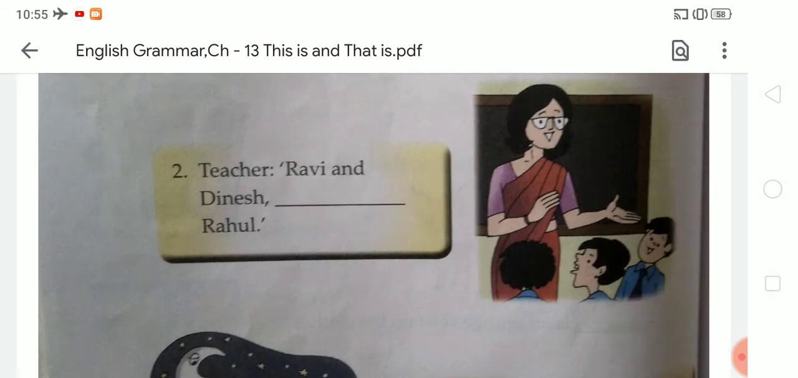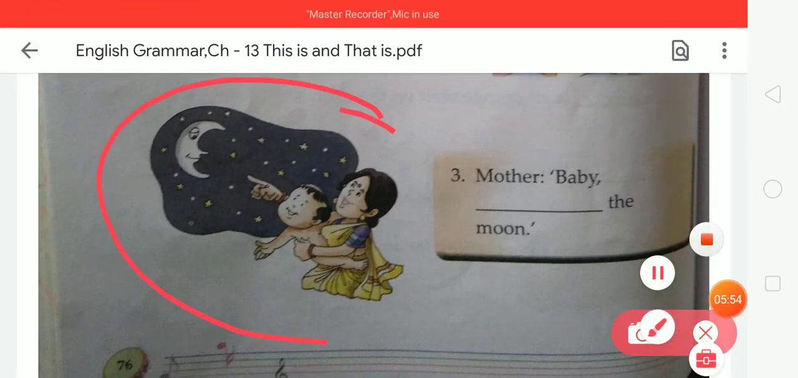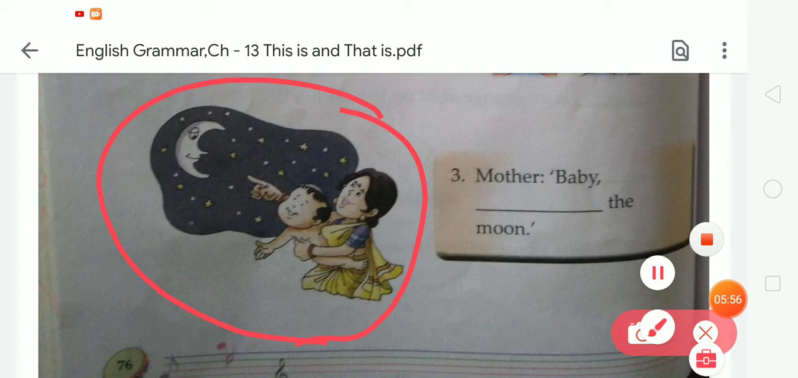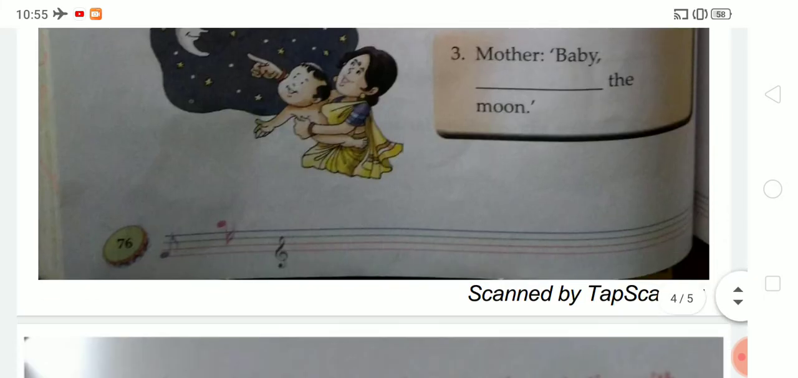Okay, come to the next. Next, there is a mother and she is holding her baby, and the mother is saying, "Baby, dash the moon." So now tell me, is the moon near or far? The moon is far away. So we have to use that is. That is. Okay student, like this we have to complete the given exercises.